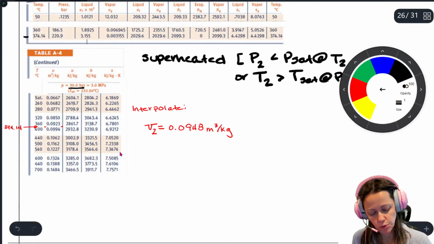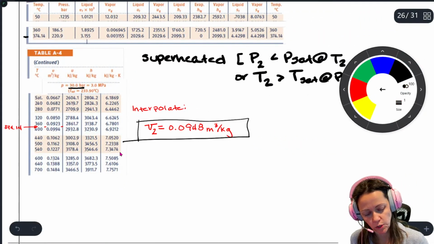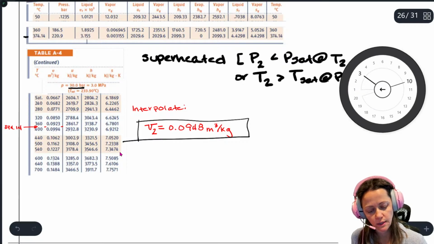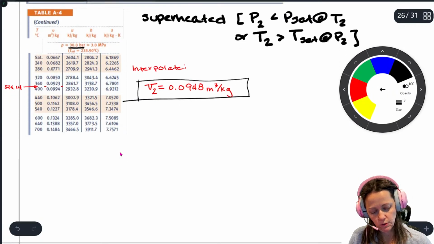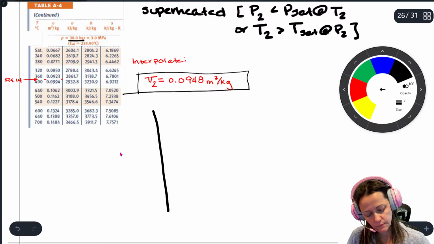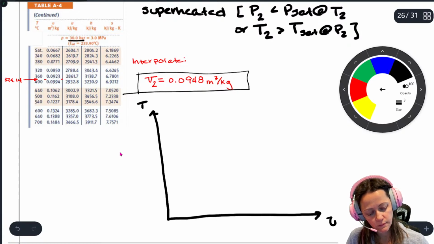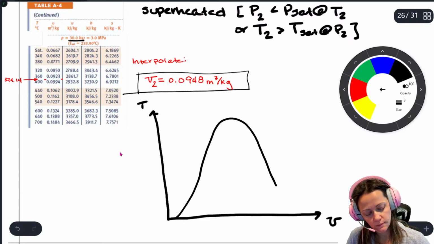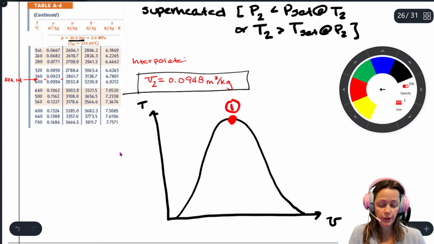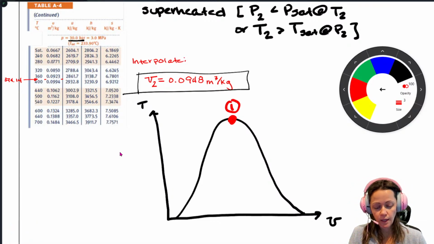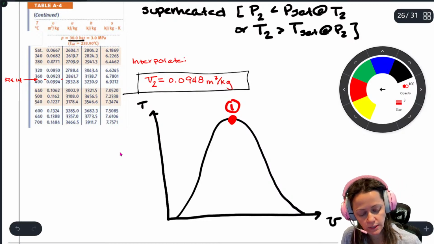And so that was, of course, one of the things that I was supposed to find, but I was also supposed to draw things on a TV diagram. So I'm going to do that as well. So state 1 for case B, still starting up at that critical point, but it's going to be a constant temperature process out to that superheated region.